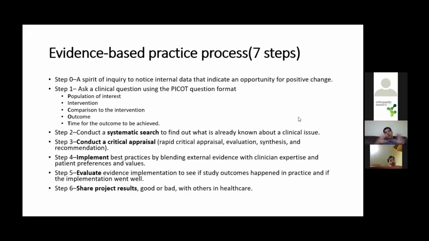So we'll use the papers or the studies about this topic, and you will assess that, leading with the population and intervention using the PICO technique. And now you add the T, which is the time of the outcome, like a 5-year outcome or 3-year outcome. Then step two, conduct a systematic search to find out what's already known about this clinical issue. You have to go to PubMed or whatever, and find what's written about that topic in the literature.